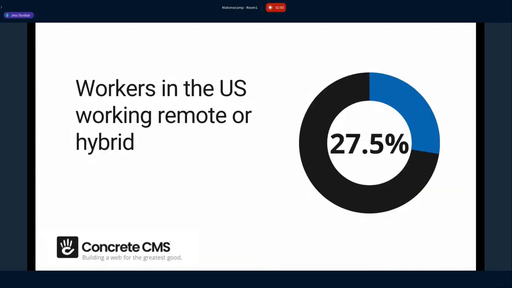The US Bureau of Labor Statistics did a survey of around 2 million people and found that 27.5% of workers are working from home or in a hybrid model. Also in that survey, over 50% of them had never worked remotely before and had been working remotely for less than a year. Also, most of the respondents, when asked what they would change about the workplace, only 1% indicated that they would like to go back to the office.